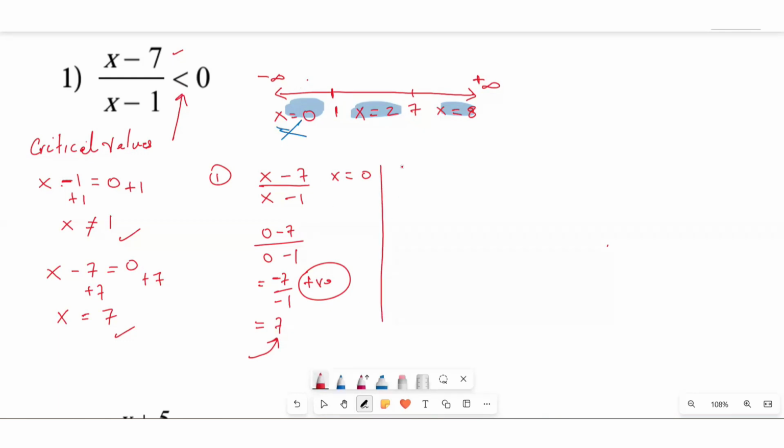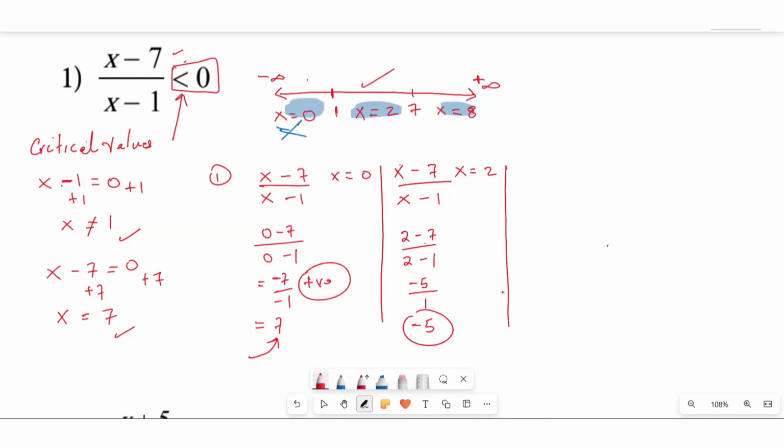We're going to be testing where x is equal to 2. So it's x minus 7 over x minus 1, and x is going to be equal to 2 in this test. We're going to substitute here. It's going to be 2 minus 7 over 2 minus 1. 2 minus 7 will give us negative 5. 2 minus 1 will give us positive 1, which means this is a negative 5. So negative, that's the main thing. That means this region where x is equal to 2 is definitely going to satisfy this because we're looking for something that is less than 0.